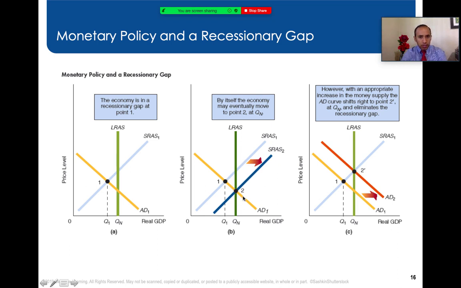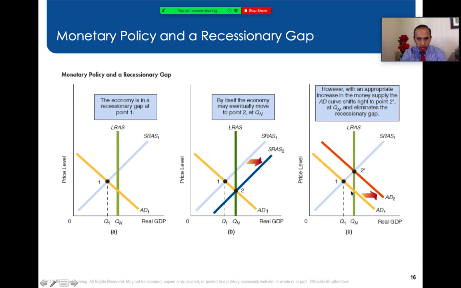If it adjusts naturally, the level of output will go to the natural levels and the economy heals itself through natural market forces. Model C indicates that with an appropriate and deliberate increase in the money supply, or an expansionary monetary policy, we can go from a recession in Model A straight to Model C.